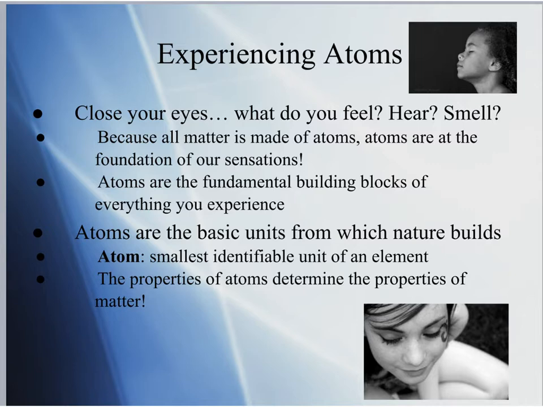Atoms are the basic unit from which nature is built. They are the smallest identifiable unit of an element. Okay, so the properties of atoms are going to determine the properties of matter. So how atoms are structured and how they interact with each other is going to determine how everything else interacts with each other. It's like a big domino effect.